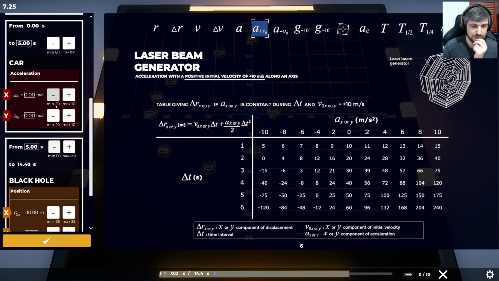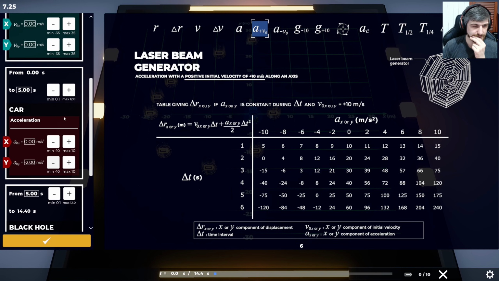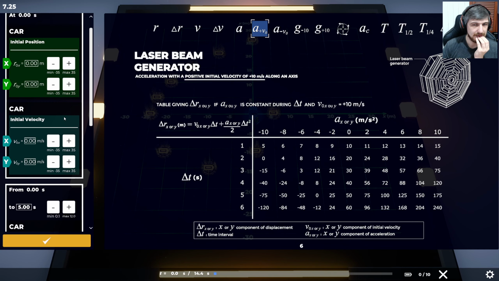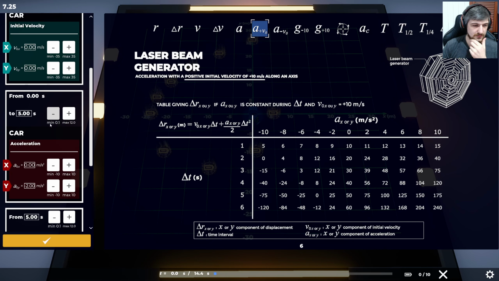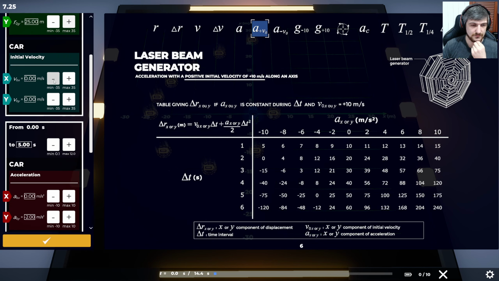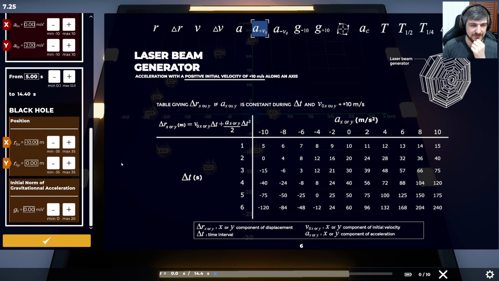And that's going to be -2 on the... Where are we going? We're going -y. And then our initial position is going to be 0, 25. And initial velocity... We need to be going across the X. And this is going to careen down here. And that's going to be 5 seconds. That's going to be 1, 2, 3, 4, 5. Yep. So that's good. And then, after that, we're going to get pulled in by this black hole. And we need another 9 seconds there. So we were correct.